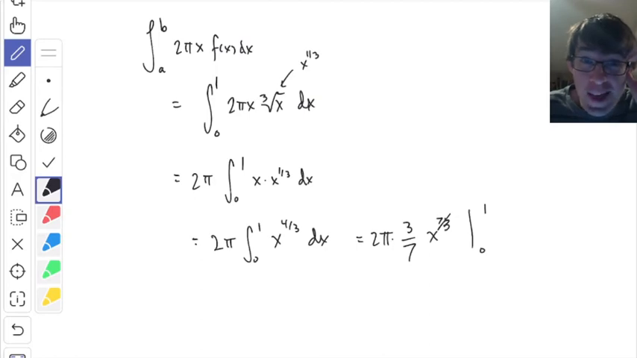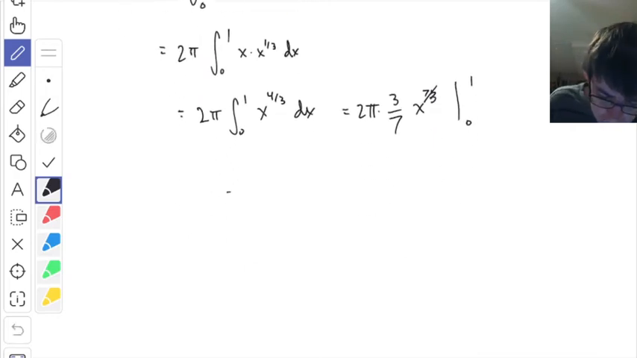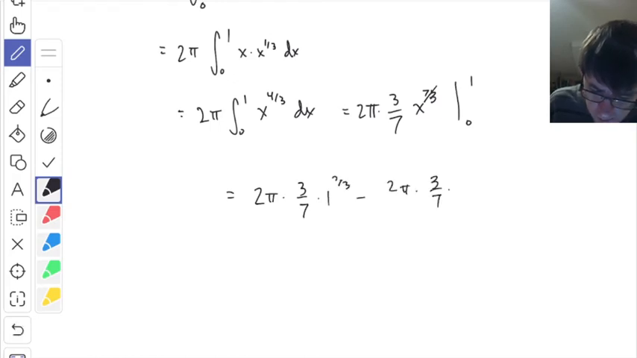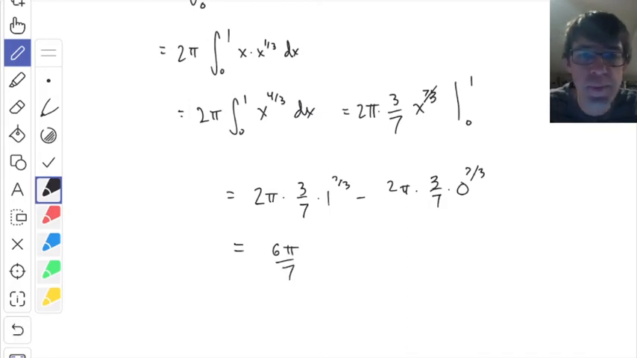You too can add 1 to 4/3. That's the hardest part of this whole problem. And then we plug the numbers in. So we get 2 pi times 3 over 7 times 1 to the 7/3, and then minus 2 pi times 3 over 7 times 0 to the 7/3. That's all 0 over there, so this is just, I guess, 6 pi over 7 if you want to simplify. I hope you got something like that. Any questions about this one?